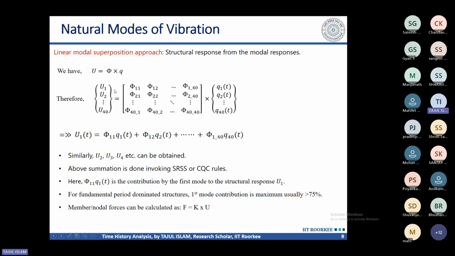So all of you already know the multiplication procedure, or how to interpret the result of matrix analysis. If you have this mathematical formulation and I want to get U1, what you'll do is multiply the first row of this matrix with this vector. So you'll have phi 11 into Q1 plus phi 12 into Q2, like that, up to phi 1-40 into Q40. This is what I have shown here. Similarly, you get the deformation of the second story, then third story, fourth story, like that.